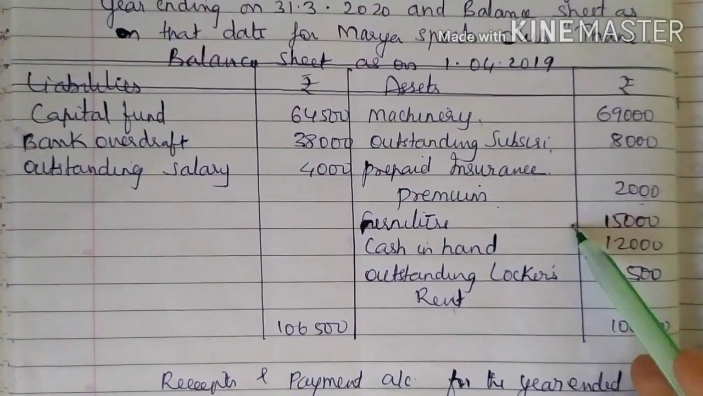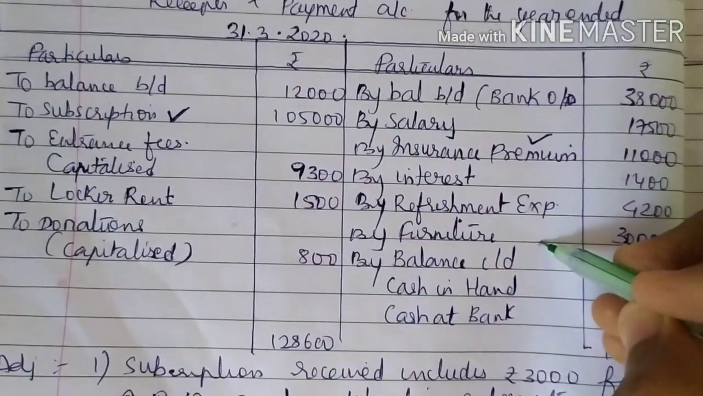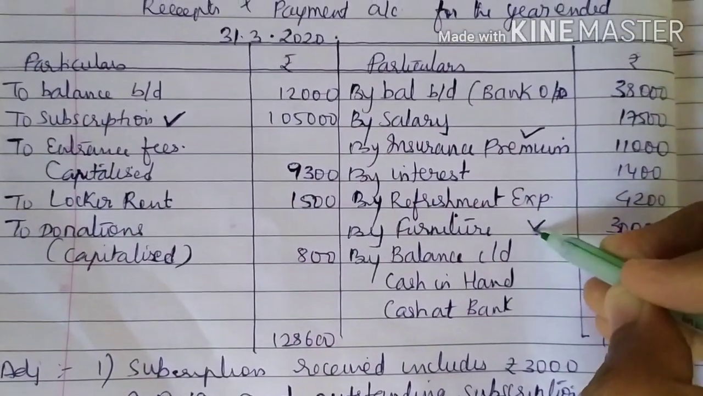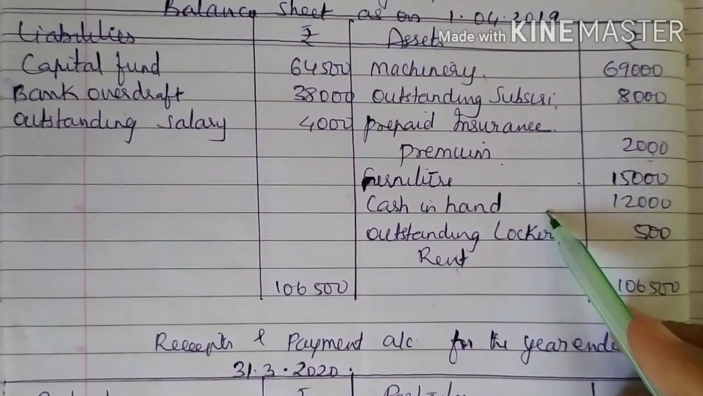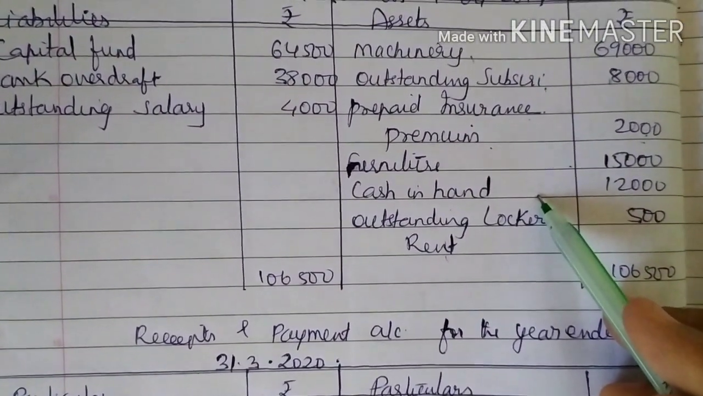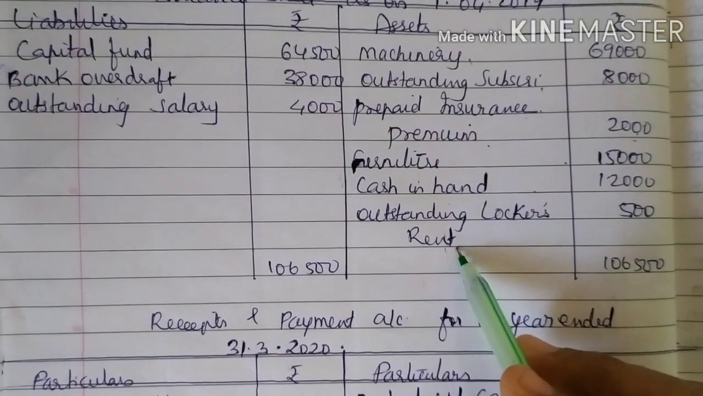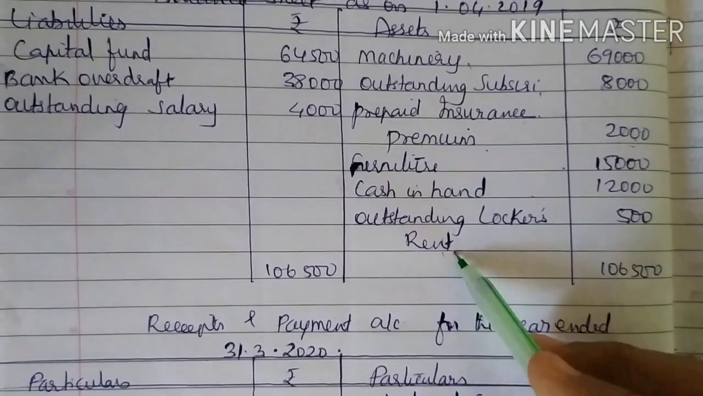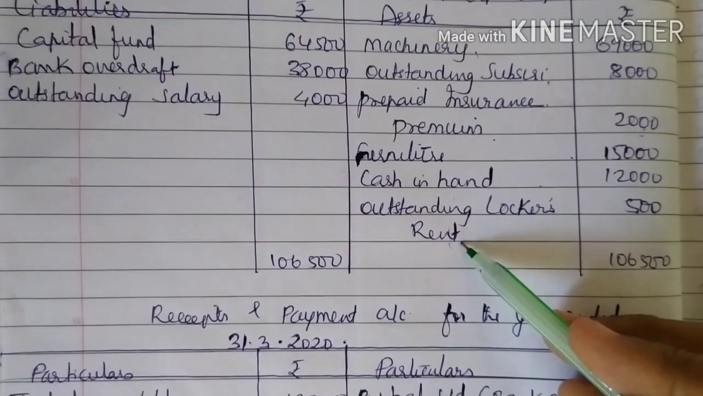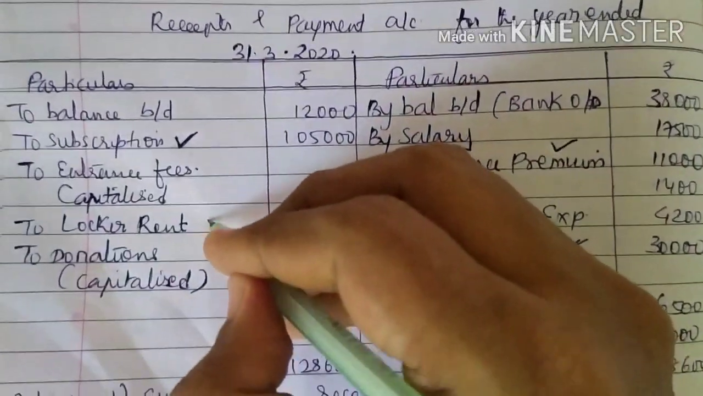Then you have furniture. You can see here also furniture is there. So tick mark furniture. Then cash in hand. It is the opening balance of cash in hand, which we will not take. Then outstanding locker rent. Outstanding locker rent means the rent of the locker was outstanding. So tick mark locker rent also over here.